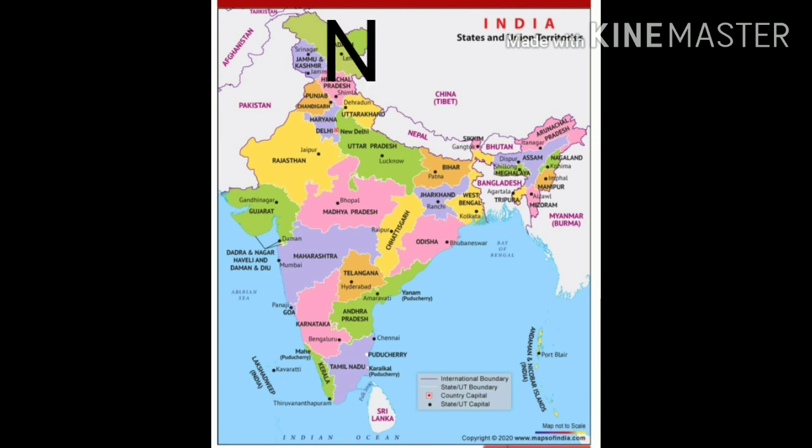Listen. This is the north, this is south, this is east, and this is west. India shares its land boundary with Pakistan and Afghanistan in the northwest. And India shares its land boundary with China, Nepal, and Bhutan in the north. And with Myanmar in the far east and with Bangladesh in the east. India has water borders with Sri Lanka in the southeast and with Maldives in the southwest.